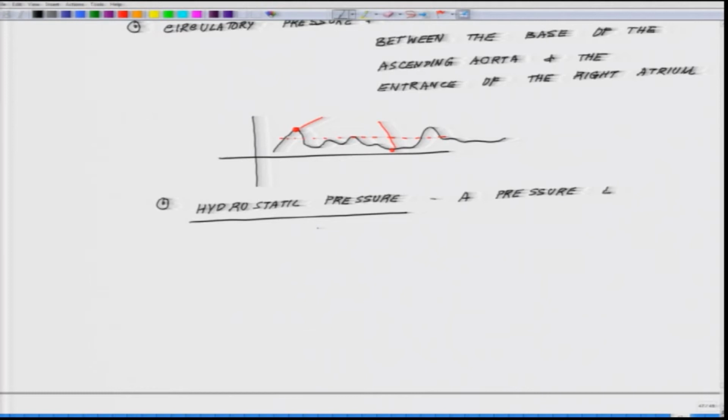Hydrostatic pressure is a pressure, and this is all in the context of circulatory physiology we are talking about, exerted by a liquid in response to an applied force. That is the hydrostatic pressure. Now we will talk about peripheral resistance.